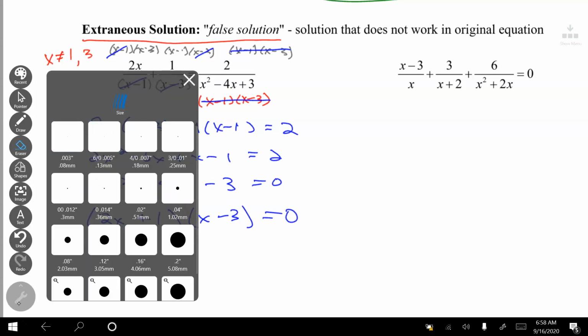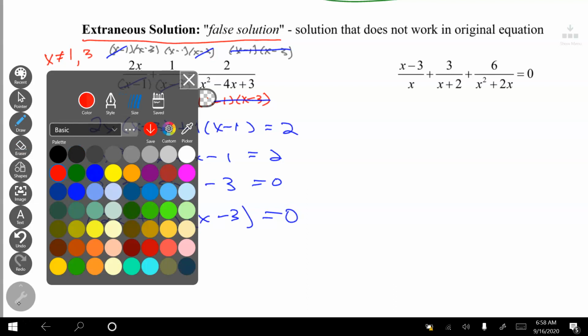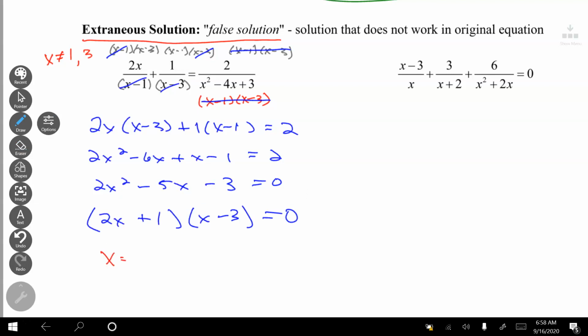Now when I solve this, I get x equals negative 1/2. I get x equals 3. This is a solution because at the beginning we said this was extraneous. Okay, that's what you have to watch for.